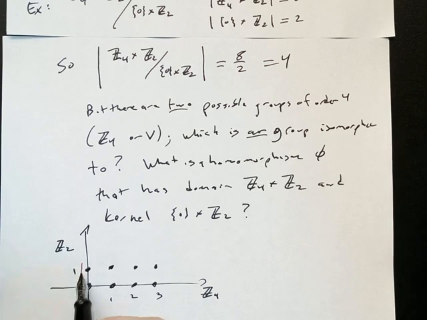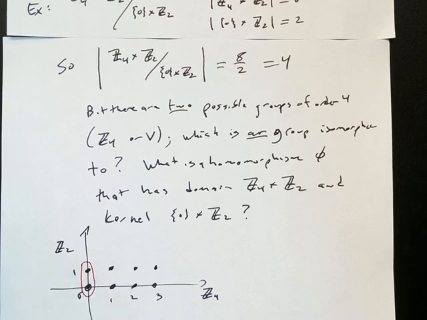That's these 2, right? I want both of those to get mapped to the identity. In Zn, the identity should be 0. So I want a map that takes those and results in something that is an identity.